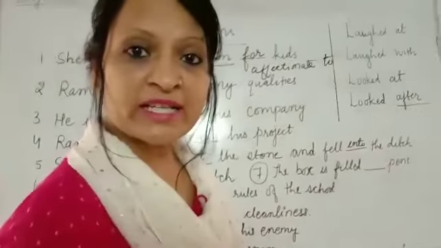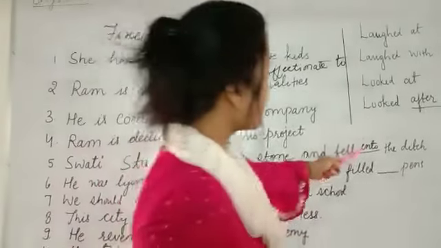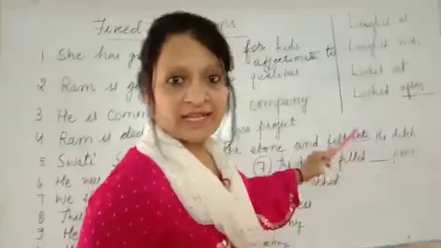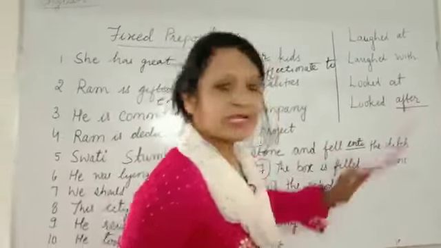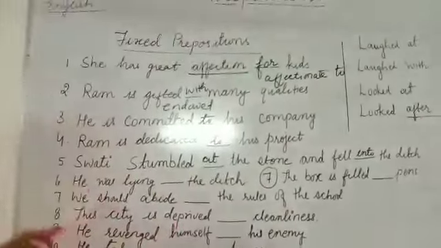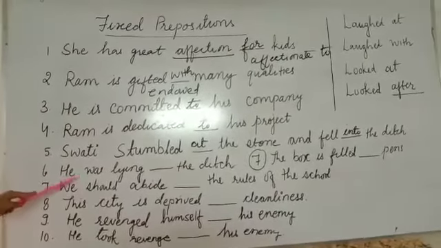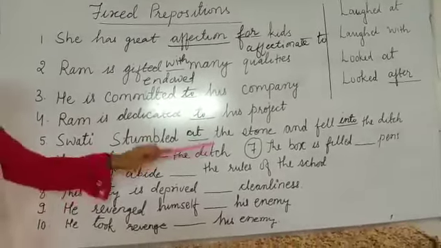Why am I not writing in here? Because there is a motion. Fell, वो गिर रही है, उसमें मोशन है. So fell into the ditch. Ditch means गड्ढा. The same, next example, he was lying the ditch.